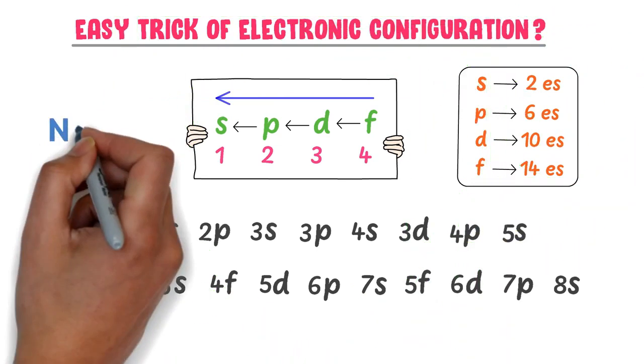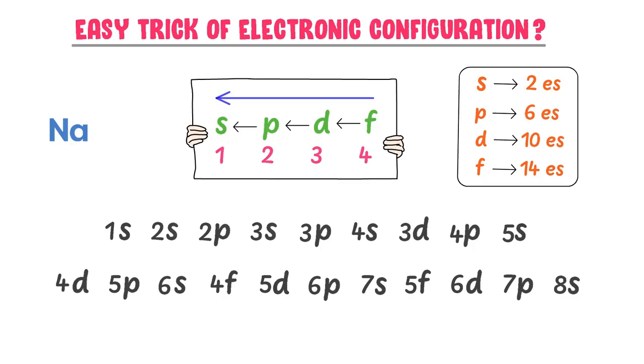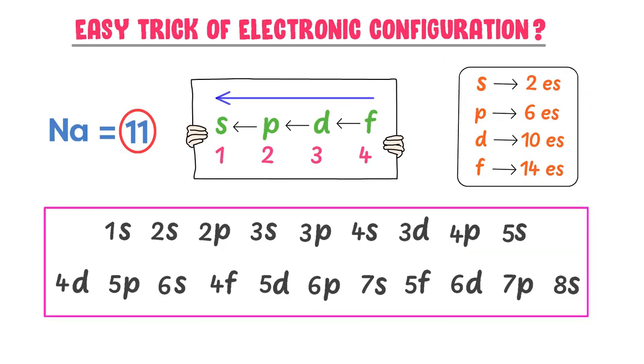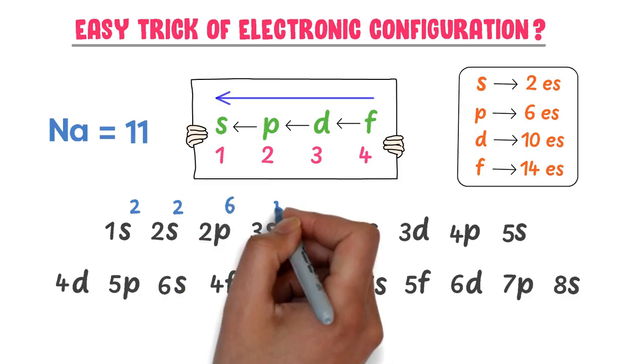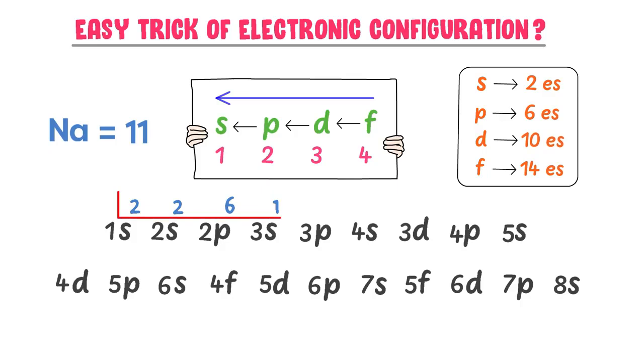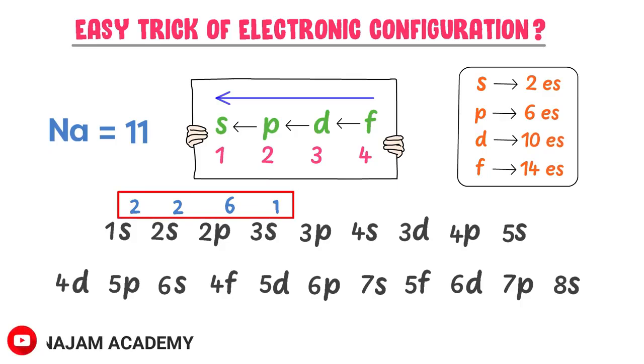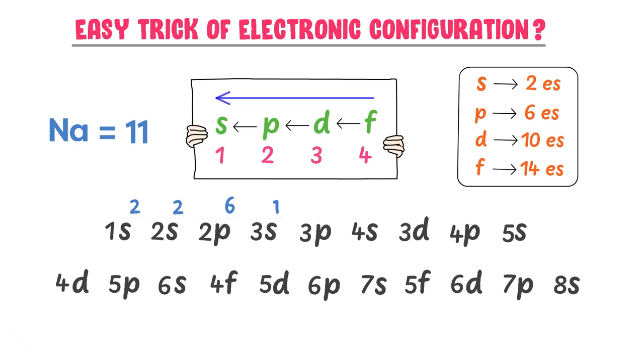For example, consider sodium. We know that the atomic number of sodium is 11. So we will distribute the 11 electrons of sodium according to this rule and this formula. 1s can accommodate 2 electrons, 2s also can accommodate 2 electrons, 2p can accommodate 6 electrons, and 3s can accommodate 1 electron of sodium. If I count them, 2 plus 2 plus 6 plus 1 is equal to 11. So I have accurately distributed the 11 electrons of sodium, and this is the SPDF electronic configuration of sodium.